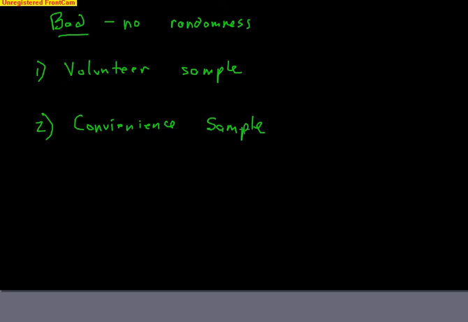Or if I want to take a sample of 5 students in my third block class, I'm just going to take the first 5 people in the front row because it's convenient for me to choose them. I didn't incorporate any type of randomness. It was convenient for me to grab those 5 people. So that would be a convenience sample.